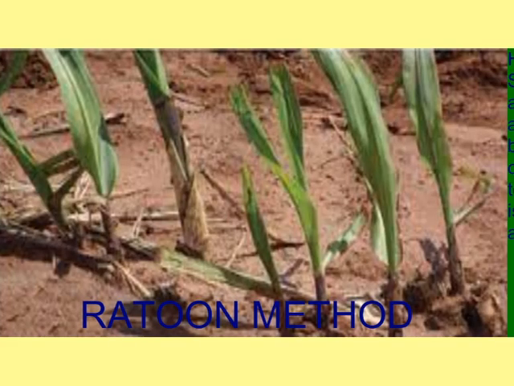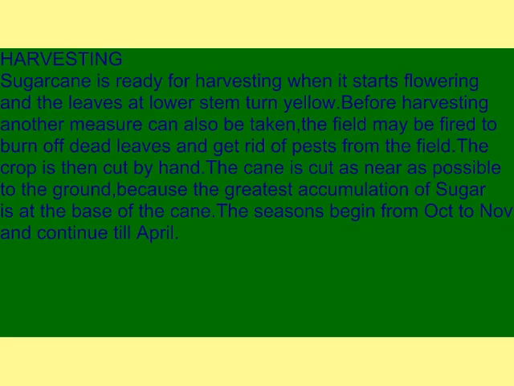Now let's see the harvesting of this crop. Sugarcane is ready for harvesting when it starts flowering and the leaves at the lower stem turn yellow. So here we have to keep in mind, the harvesting is basically done when the flowering starts and the leaves turn yellow. Before harvesting, another measure can also be taken. The fields may be fired to burn off dead leaves and get rid of pests from the fields. So before harvesting also, yes, this process is done. That means the fields are burnt so that the dead leaves are burned, and also it gets rid of pests from the field. The crop is then cut by hand.